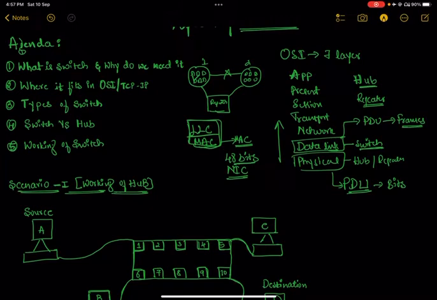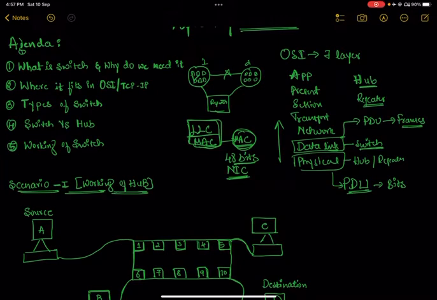The MAC address is burnt on, or hard coded on, our NIC card, and our switch works on MAC addresses, right? So this is the very basic info regarding the data link layer and our switch. Now let's move on to the types of switches.